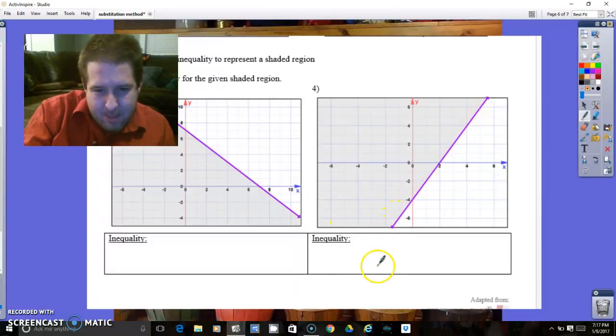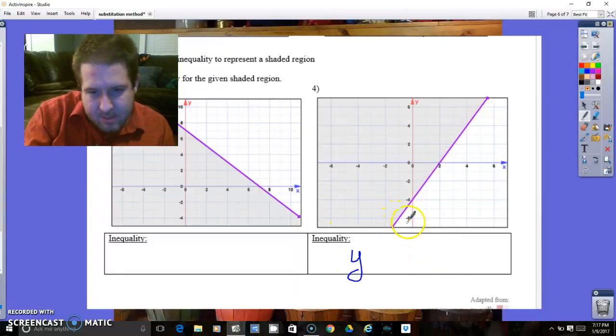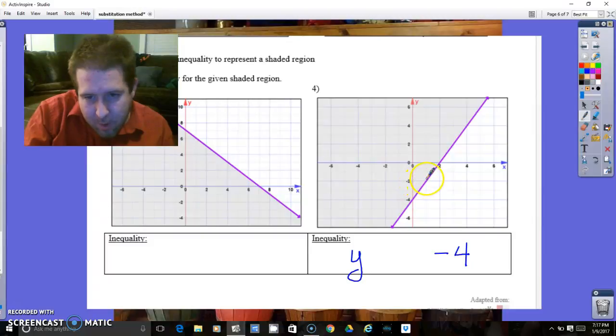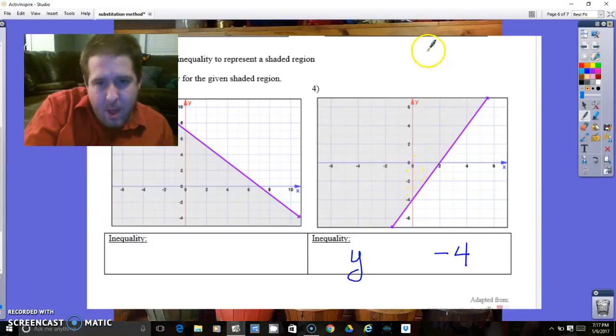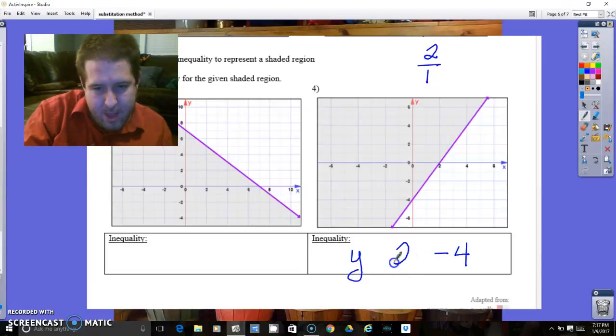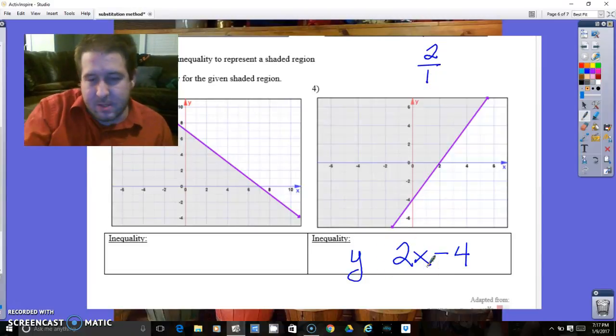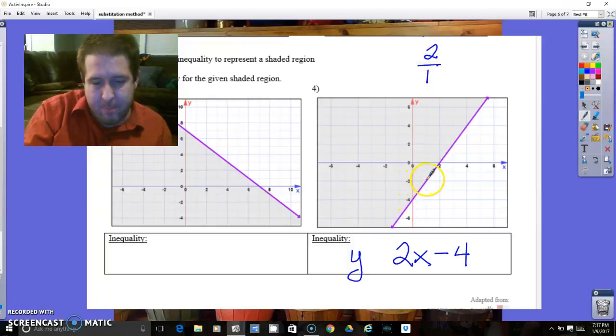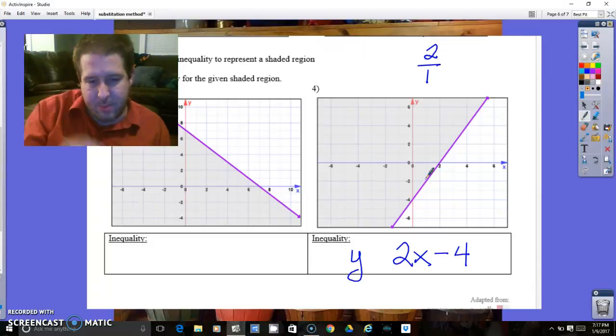Here we go. This time we're going to do the same thing. So y represents the answer. -4 is the y-intercept, and it's going up 2, right 1, up 2, right 1. Up 2, right 1 is a slope of 2x. Because it's rise over run. It rises 2, runs 1 to the right. Both positive. Up is positive, right is positive.